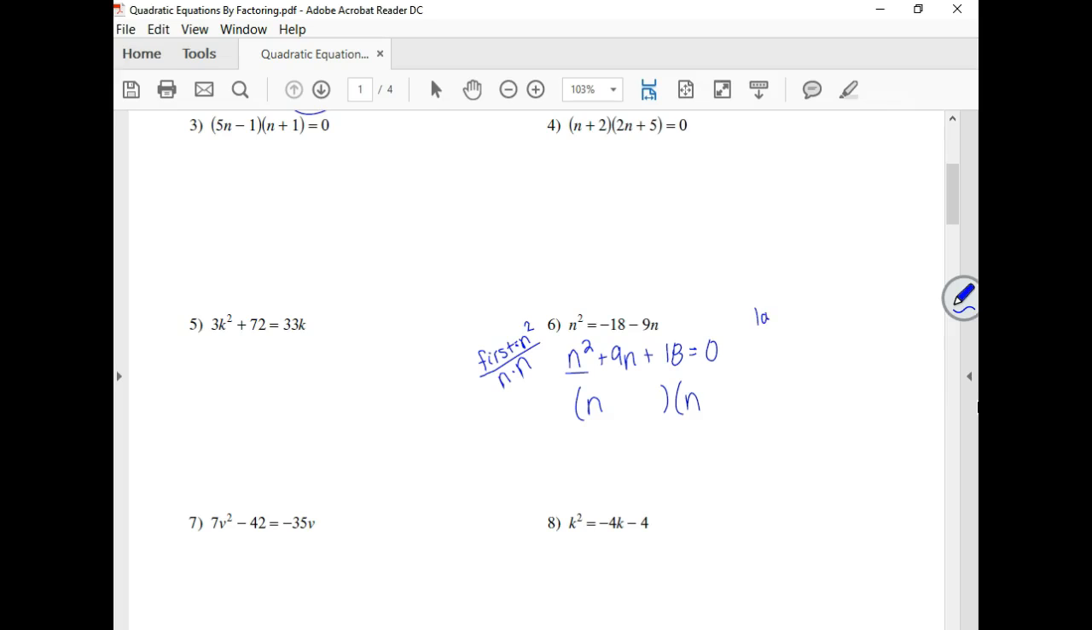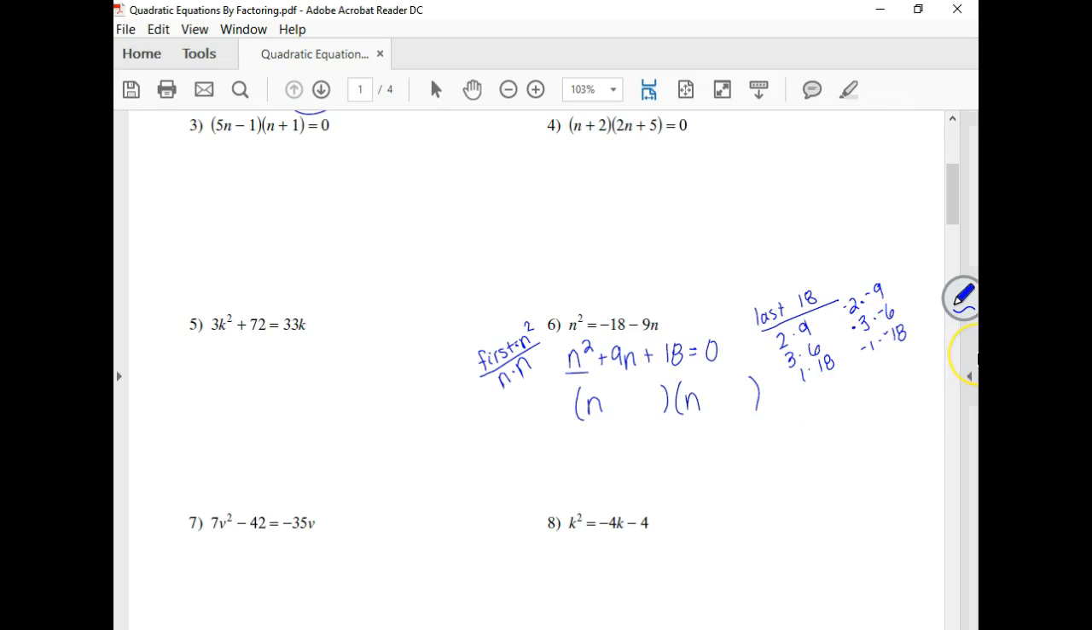For our last term, we get a positive 18, and to get a positive 18, we could multiply 2 times 9. We could multiply 3 times 6. We could multiply 1 times 18. We also could multiply negative 2 times negative 9. We could multiply negative 3 times negative 6. We could multiply negative 1 times negative 18. So those are all possibilities to put in the second part of our parentheses here.